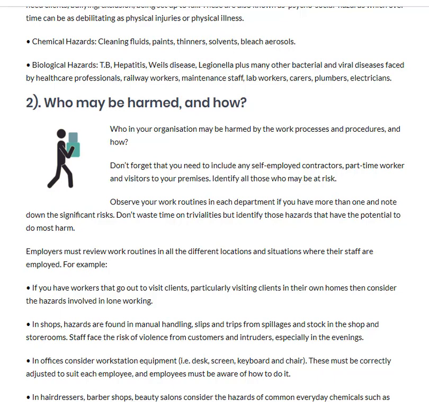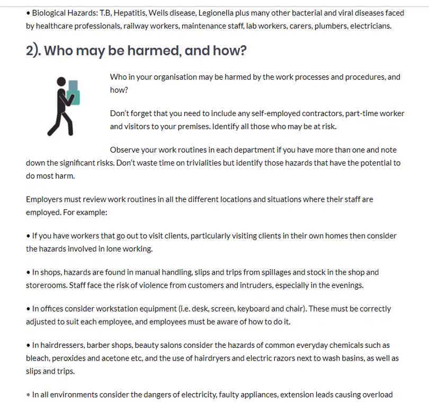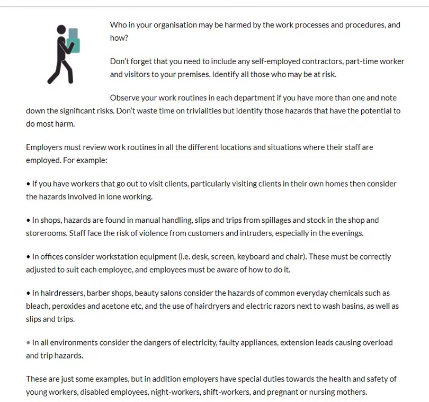In offices, consider workstation equipment, i.e. the desk, screen, keyboard and chair. These must be correctly adjusted to suit each employee, and employees must be aware of how to do it. In hairdressers, barber shops, beauty salons, consider the hazards of common everyday chemicals such as bleach, peroxides and acetone, etc., and the use of hair dryers and electric razors next to wash basins, as well as slips and trips.